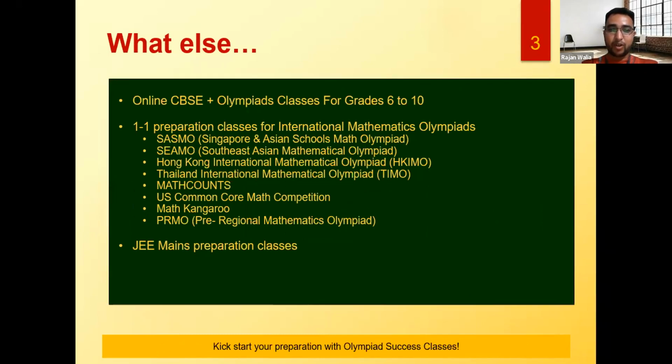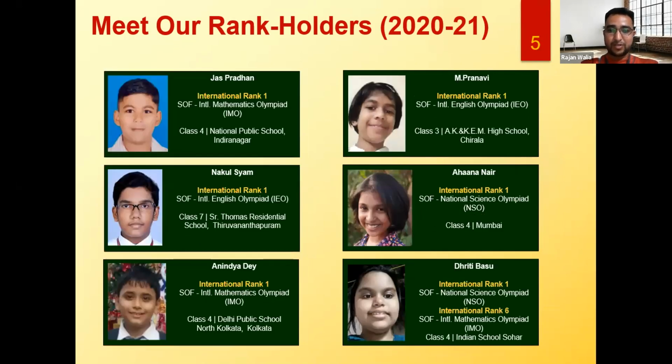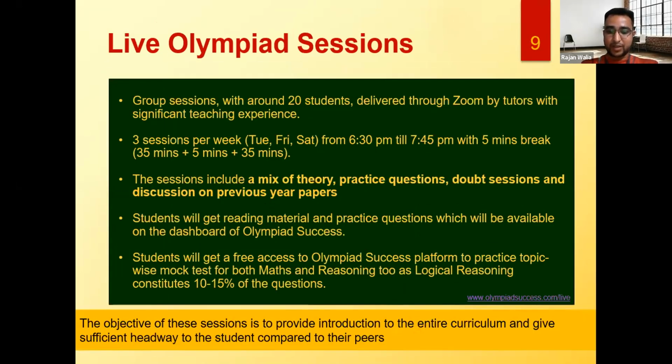What else, students? We offer online CBSE plus Olympiad classes for grade 6 to 10, one-on-one preparation classes for international mathematics Olympiads like SESMO, CMO, Hong Kong International Mathematics Olympiad, TIMO, Math Count, US Math Competition, Math Kangaroo, PRMO, and also JEE Main tuition classes. So meet the rank holders for session 2021. We got 40 plus international rank 1, 70 plus top 5 international ranks, and 120 plus top 10 international ranks. This year also we got very good ranks. We are compiling the result and we will release it soon. So these are the rank holders of Olympiad Success.